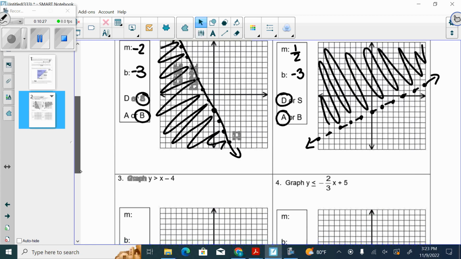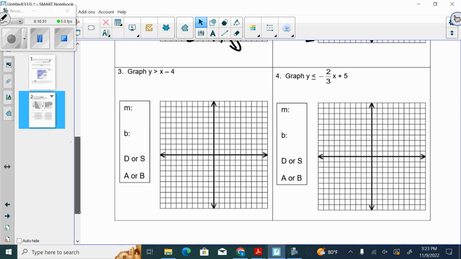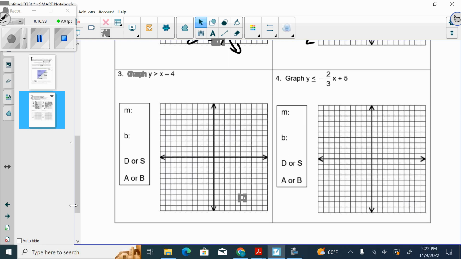Okay, on number 3. Is that one already in y equals mx plus b form? Yes. Okay, so we don't have to rearrange anything. That's good. What's my m this time? And what's my b? Very good. All right, so now I'm going to graph it. Where am I going to start? Good. Okay, and since my slope is 1, how do I move to my next point? Up 1 over 1. Very good.